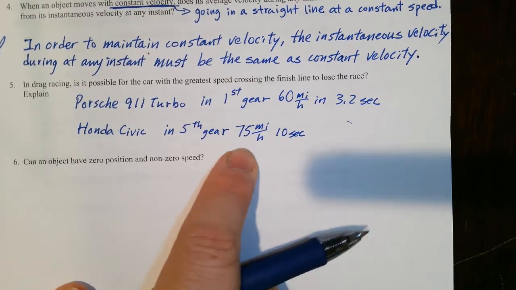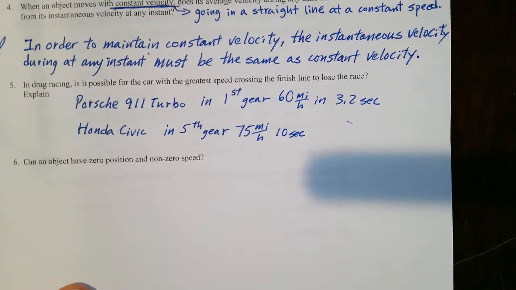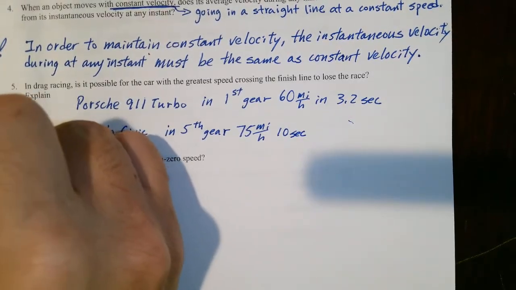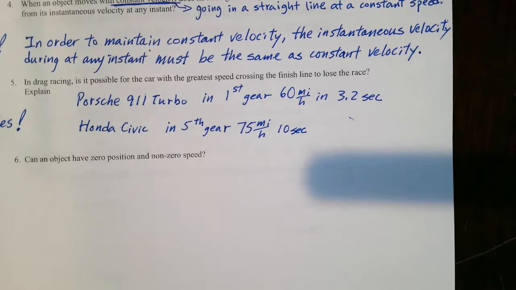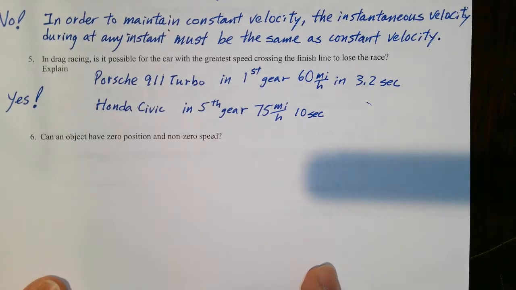So even though he crosses the finish line 10 seconds later, he still loses the race. So the answer is yes. You can lose a race even though you cross the finish line at higher speed. All right, any questions? All right. One more.